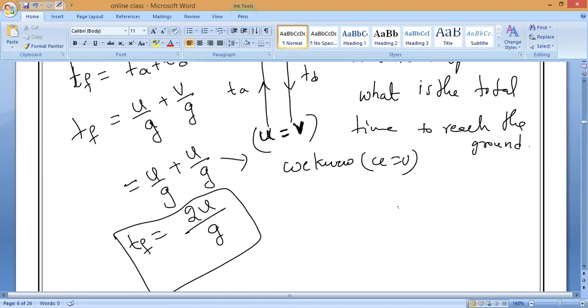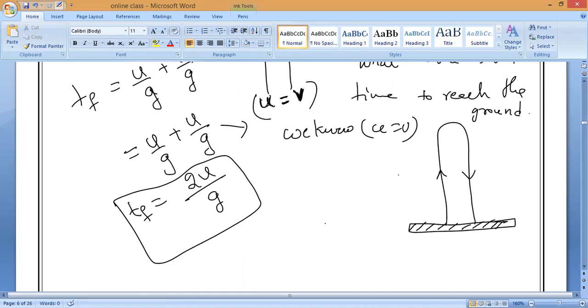Ready? Tell me. Till now, where are you throwing the body from? From the ground only, is it yes or no? Yes, sir, from the ground we are throwing. So that is going up and coming down. We are using these formulas. Now let us see.